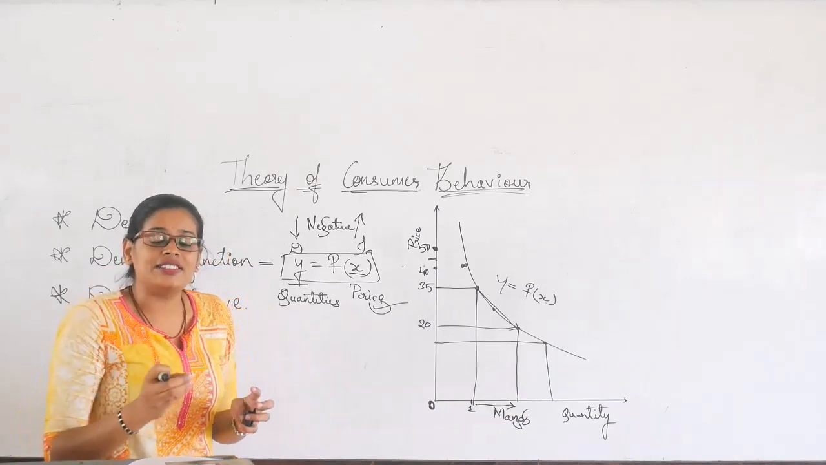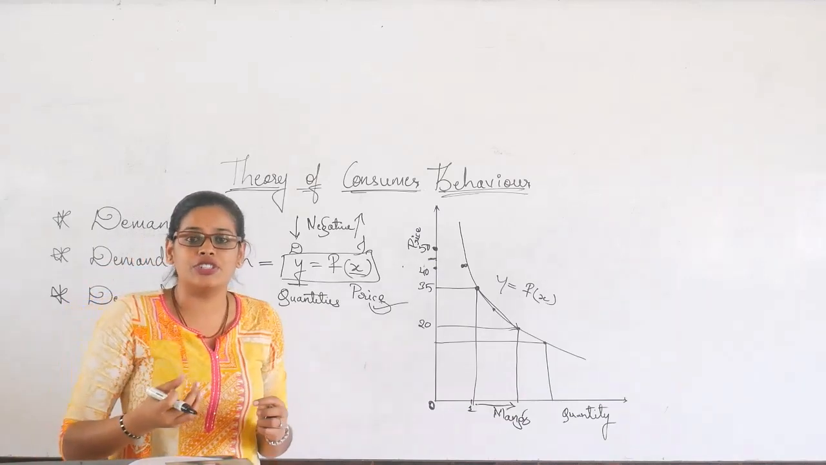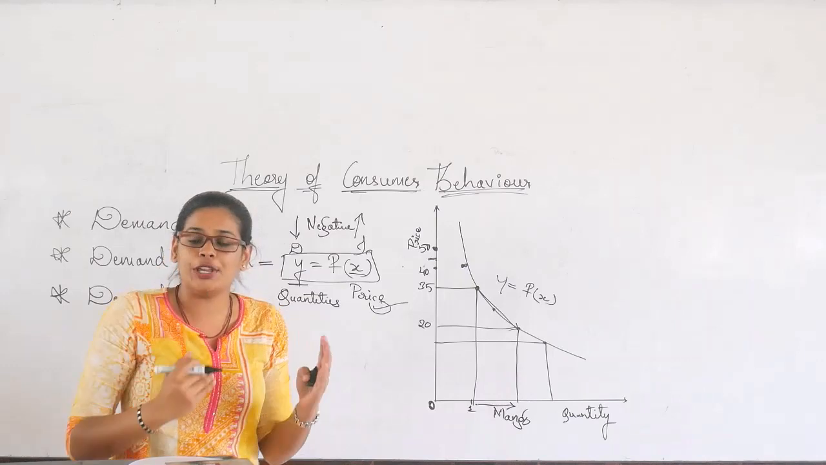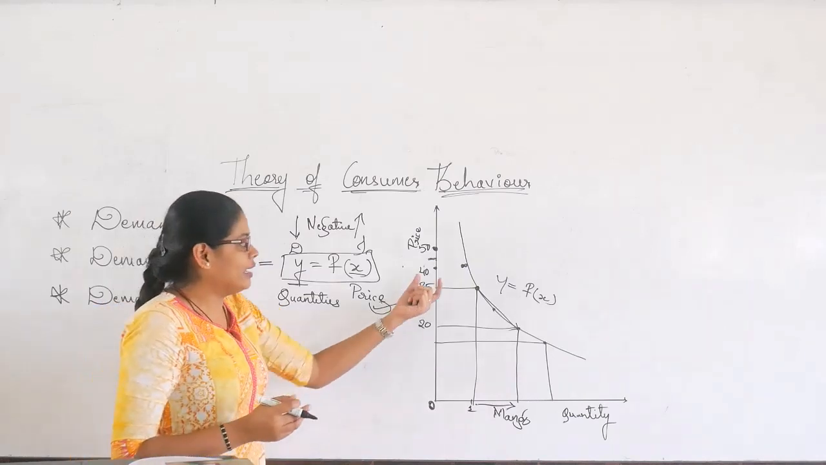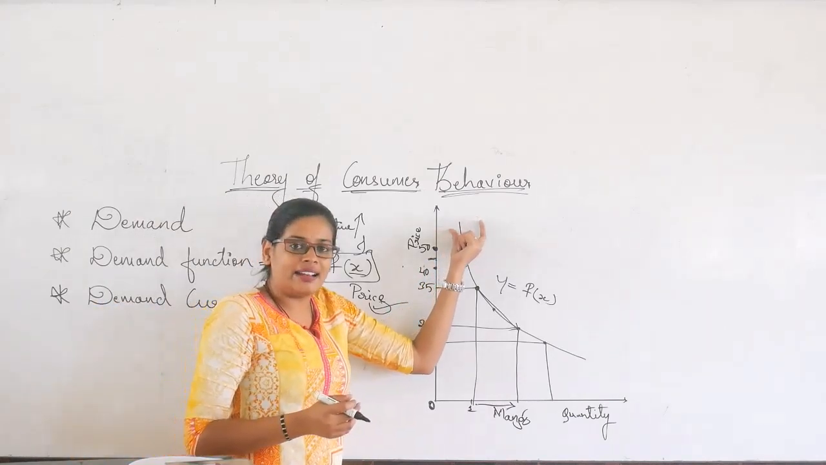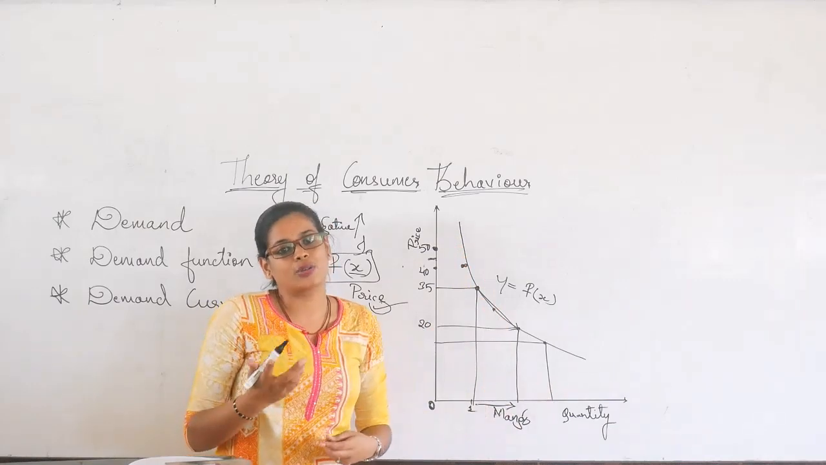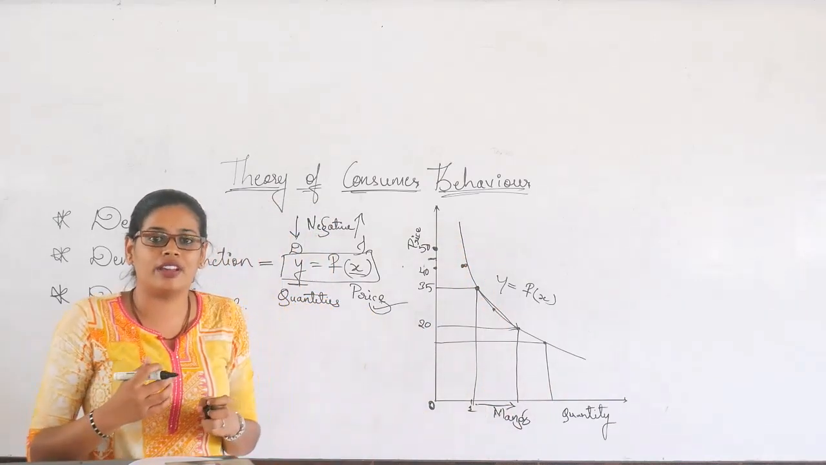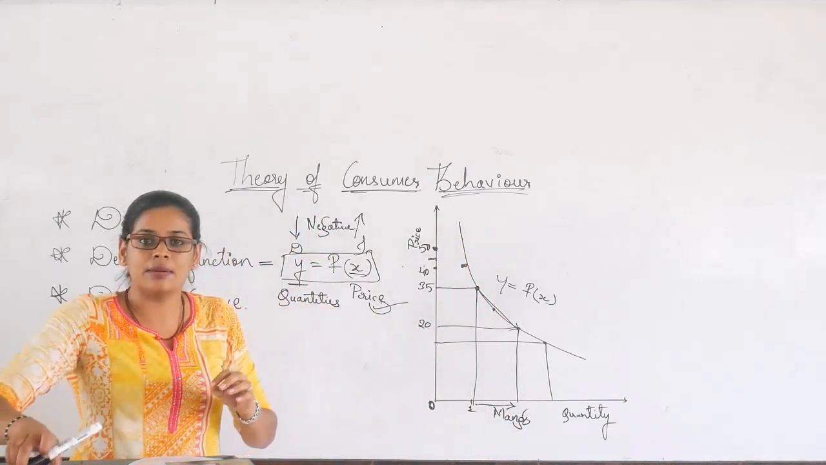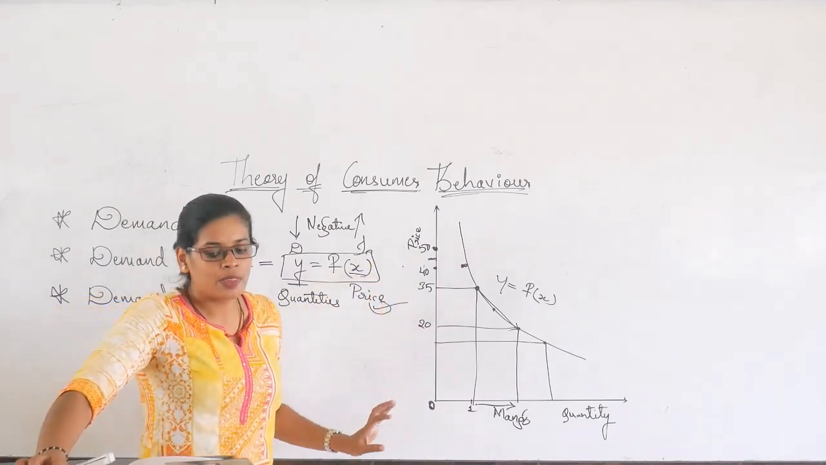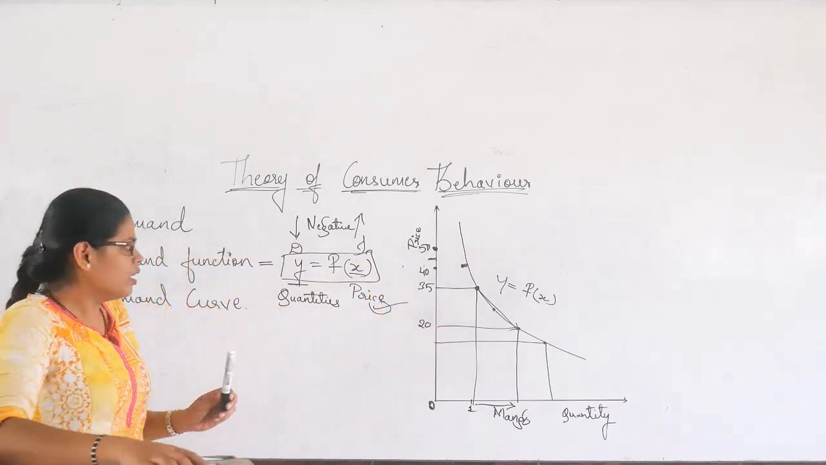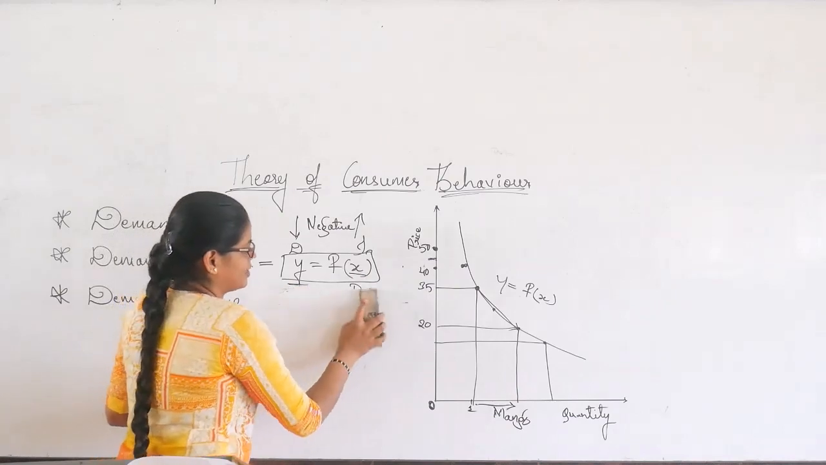So this is the behavior of the consumer when there are changes in the price. We can come to understand that this demand curve helps us understand how the behavior of the consumer changes with the changes of the prices. So let's consider an example here.